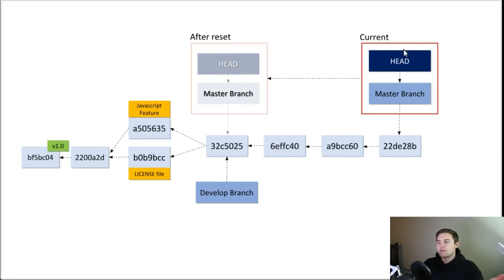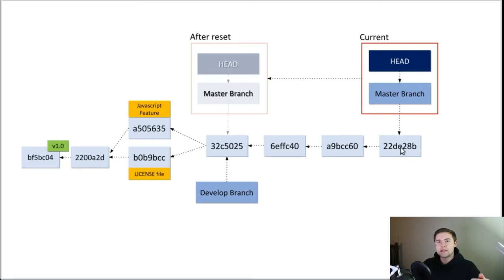In this case, I've shown an example where maybe we wanted to reset back to the commit 32C5025. And remember, this one right here, the 22DE, is our revert commit. And if we reset back to 32C5, that's actually going to reset it so much that we have the JavaScript feature back in our repo.